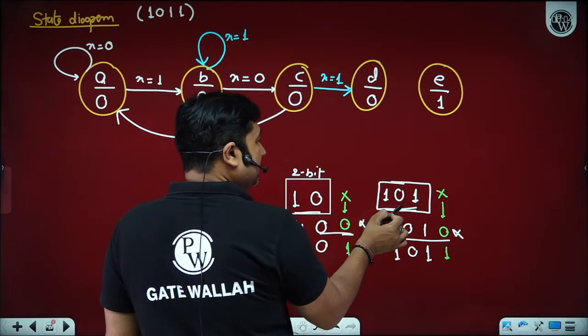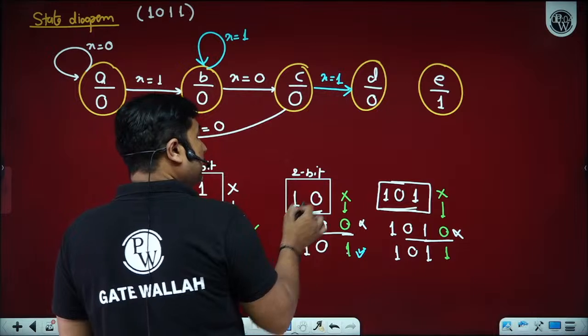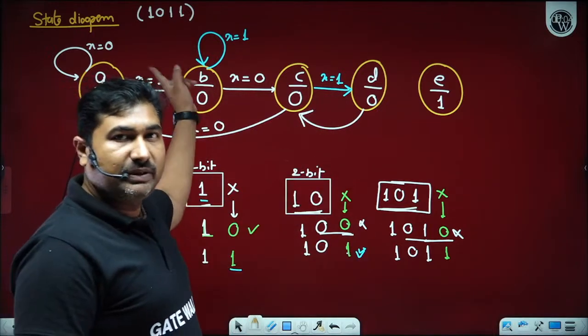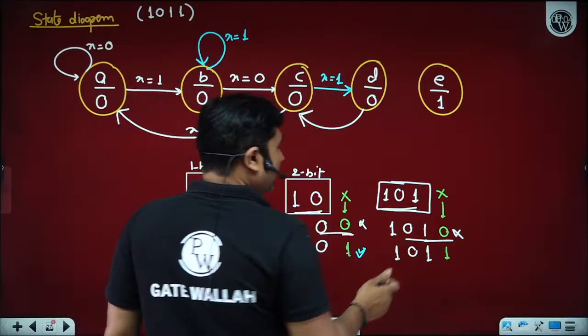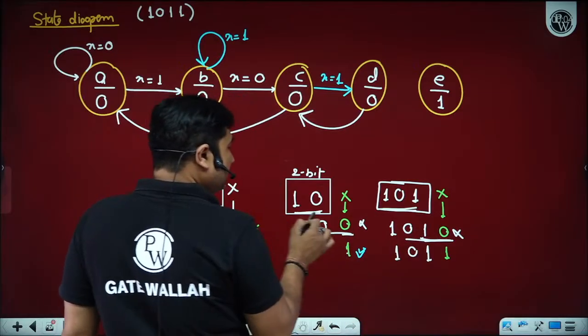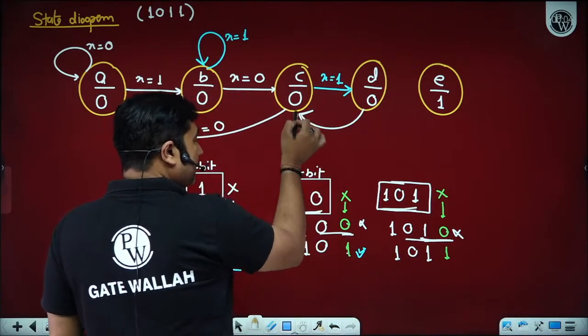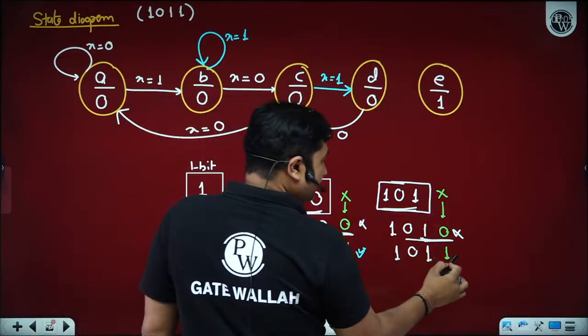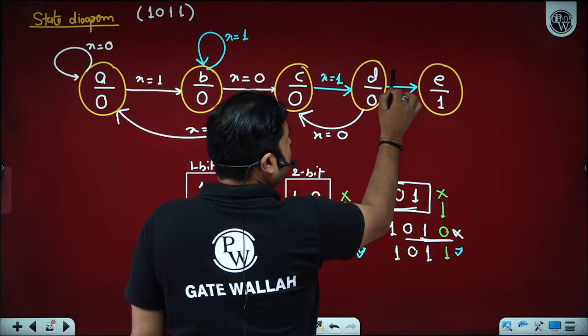If it matches, remain in state D. Otherwise, compare the last 2 bits with the 2 bit state. If it matches, go there. Otherwise, you have to compare the last 1 bit with the 1 bit state, and if none of them matches, then go back to the reset state. So since the last 2 bits are matching with the 2 bit state, it will come back to the reset state for x equal to 0. For x equal to 1, you have to go to the next state.